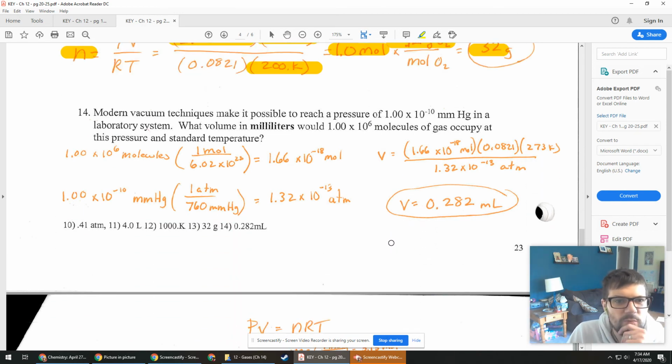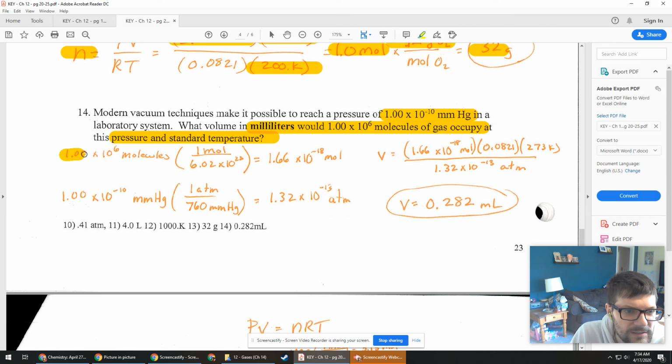All right, 14 is one last one I want to go over, and it is a little bit tricky. We're looking at a pressure of very small, and we want to know the volume in milliliters of a certain number of molecules of gas at standard temperature and pressure. So first, I'm going to take the number of molecules and convert it to moles. We haven't done this in a while, but if I know how many molecules I have, I can convert it to moles by dividing by the number of particles in a mole, right? So a mole is 6.02 times 10 to the 23rd. This was only times 10 to the 6th, so that's much less than a mole. So that's why I get this tiny little number, less than a mole.